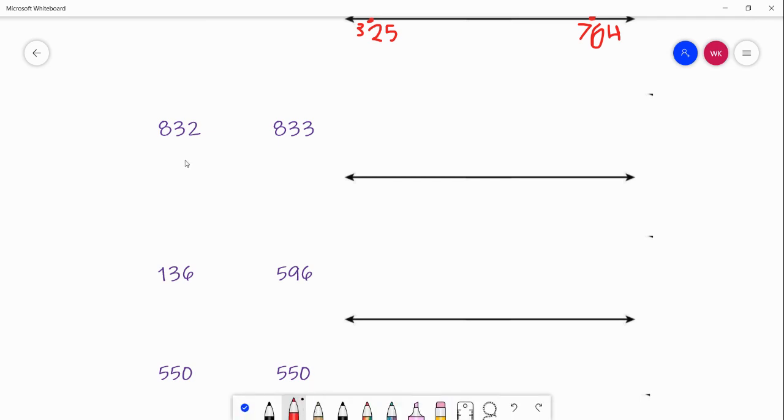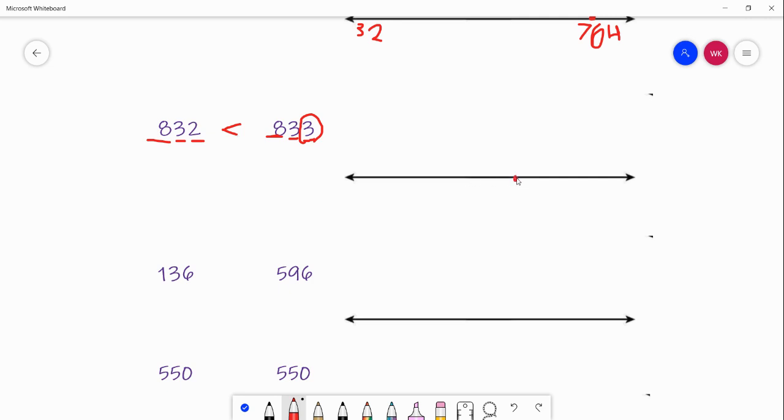We have 832 and then 833. So let's look at our hundreds place first to figure out what number is bigger. We have an 8 and an 8 in our hundreds place. So that means we need to look at our tens place. We have a 3 and a 3. Okay, so that still has the same value. So now we need to go over to the ones place. We have a 3 and a 2. So our 3 has more value than this 2 right here. So we know that 833 is greater than 832.